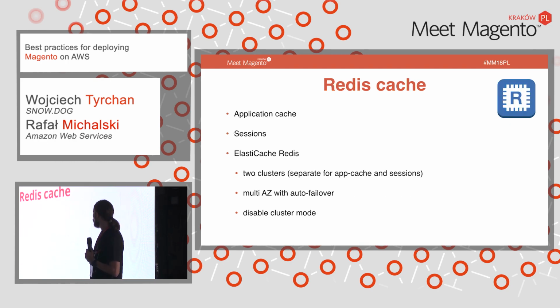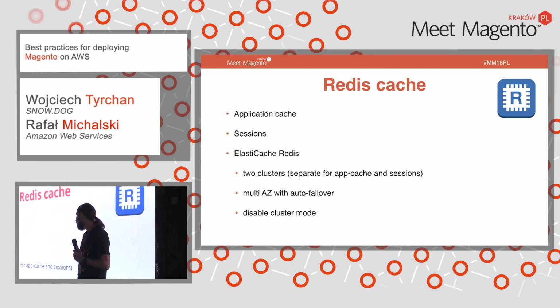What's more, the Redis cache. There is the application cache and session storage. We put it in Redis. ElastiCache is the service, and a good idea is to set up two clusters, separate for app cache and separate for sessions. Multi-AZ with auto failover, and just remember that the module that supports this in Magento does not support cluster mode, so disable it when creating the clusters.